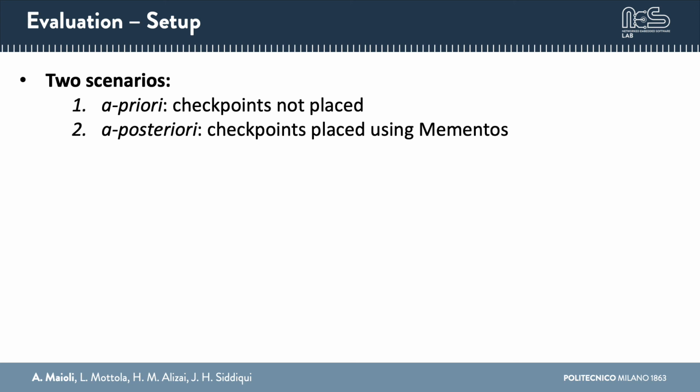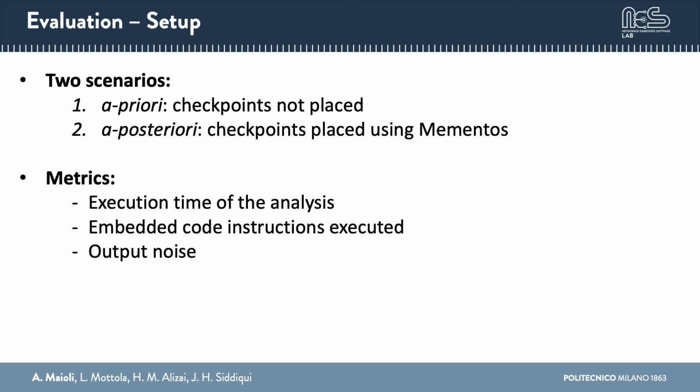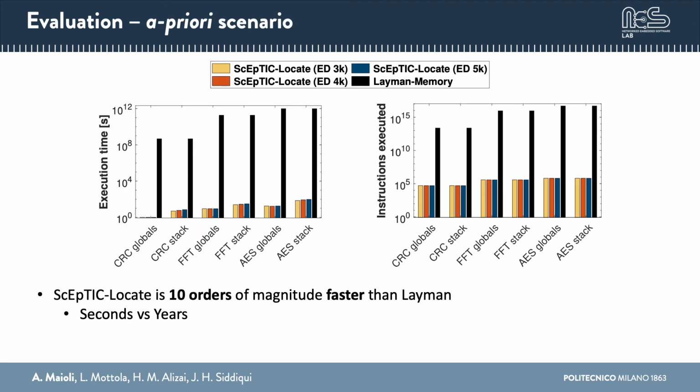As we describe in the paper, SHEPTIC analysis is exhaustive, and what we are going to show next consists in an evaluation of our technique performance. So, to evaluate our technique performance, we measure the execution time of each analysis, the number of embedded code instructions that each analysis executes, and an output noise. This metric measures the amount of redundant information that an analysis identifies, and you can find more about this metric inside the paper. We report here the most interesting results for our memory techniques, and you can find a more detailed evaluation of all of our techniques inside the paper.